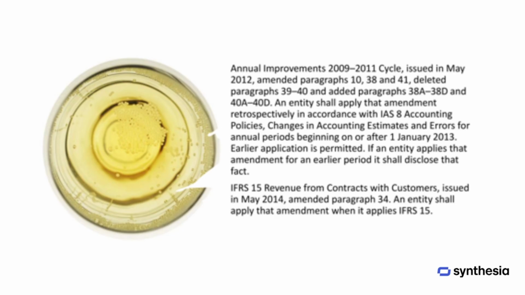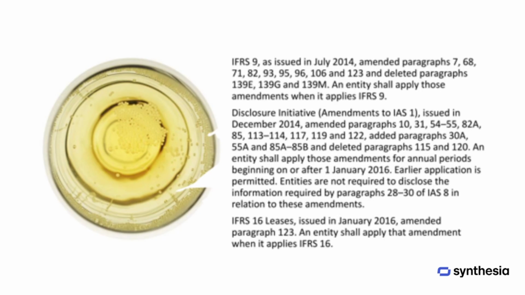IFRS 15, Revenue from Contracts with Customers, issued in May 2014, amended paragraph 34. An entity shall apply that amendment when it applies IFRS 15. IFRS 9, as issued in July 2014, amended paragraphs 7, 68, 71, 82, 93, 95, 96, 106, and 123 and deleted paragraphs 139E, 139G, and 139M. An entity shall apply those amendments when it applies IFRS 9.